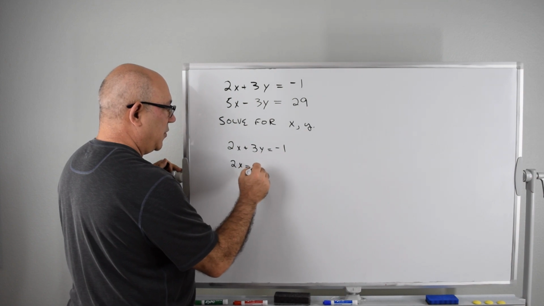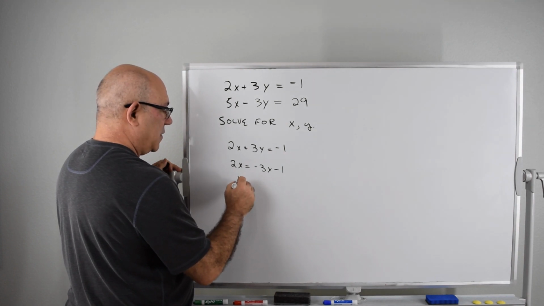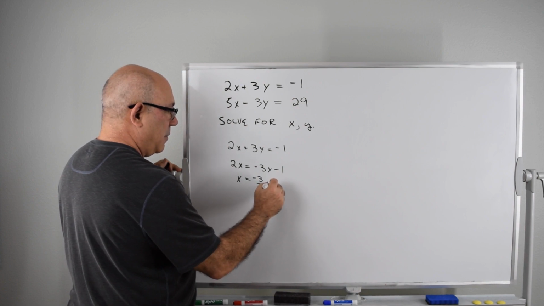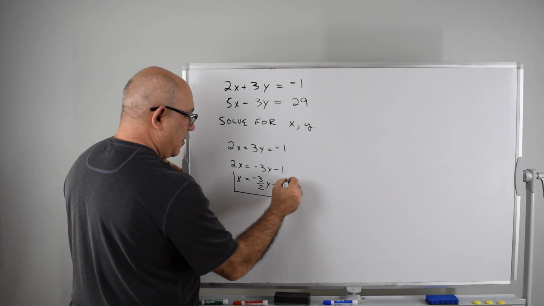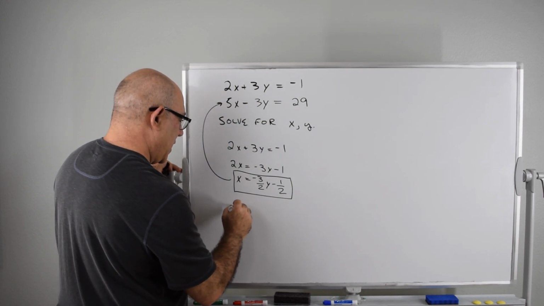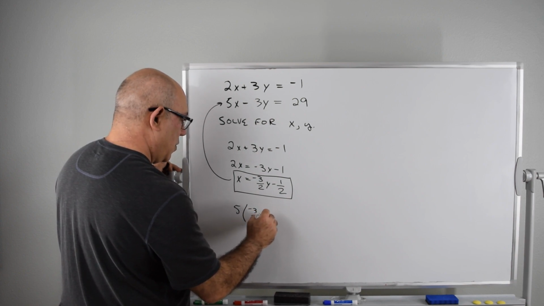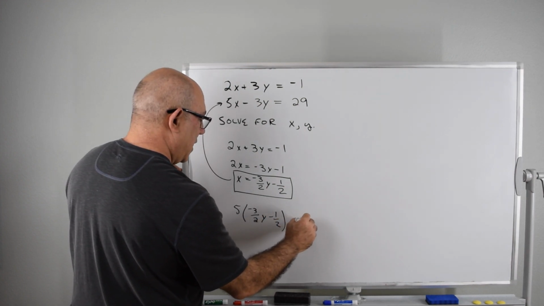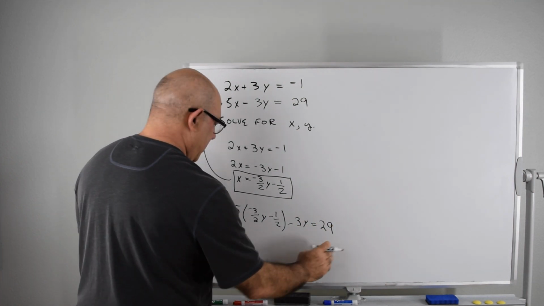2x equals minus 3y minus 1. X equals minus 3 halves y minus 1 half. Okay? So that's an equation. Now, we're going to substitute this into here. So we have 5 times minus 3 over 2 y minus a half, minus 3y equals 29.